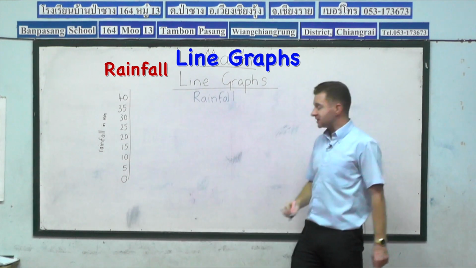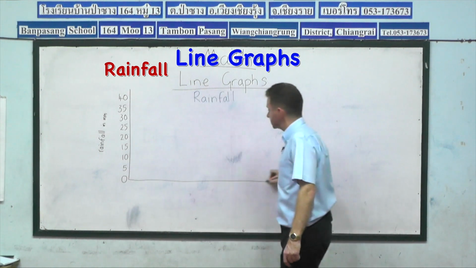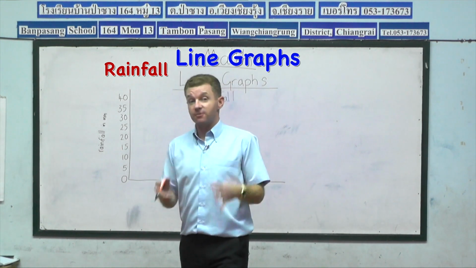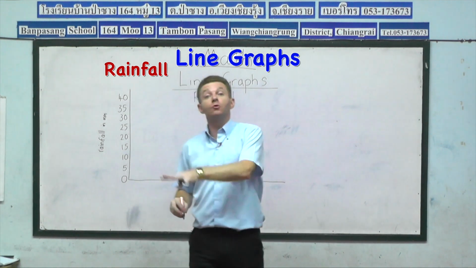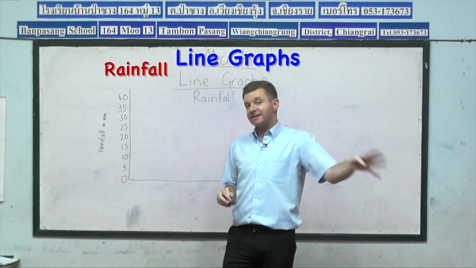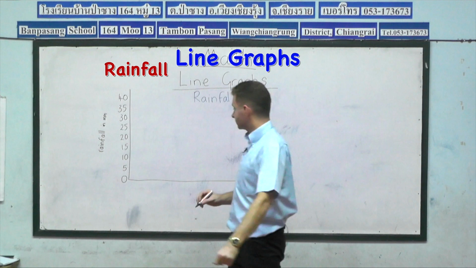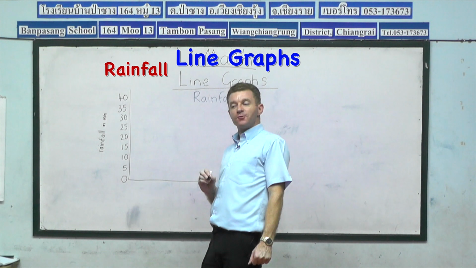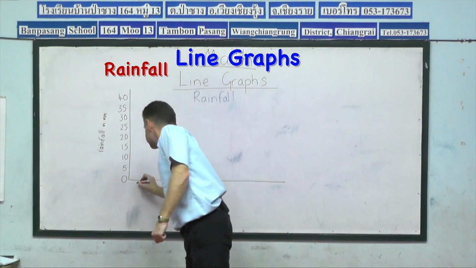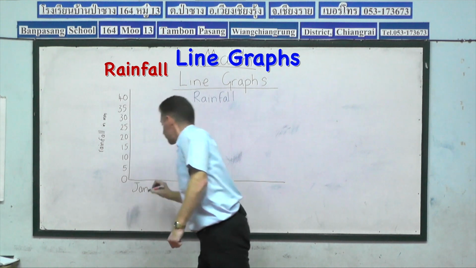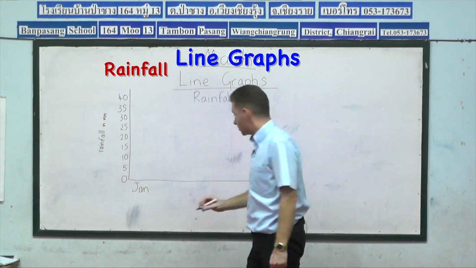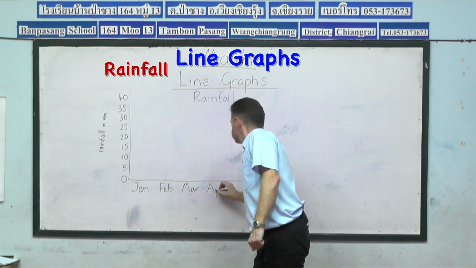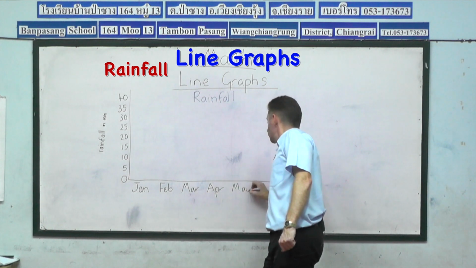And after our vertical axis, we need our horizontal axis. Now, in the previous lesson, we used days, but it doesn't always have to be days. The horizontal axis will usually be a time period. So we did days in the previous lesson. Now we'll do months. So what's the first month of the year? January, yes. So we'll have Jan for January. Then what's the next month? February. March. April. May. So we'll use 6 months.